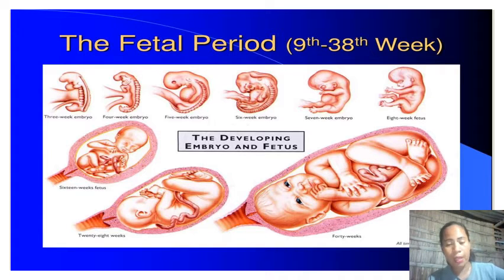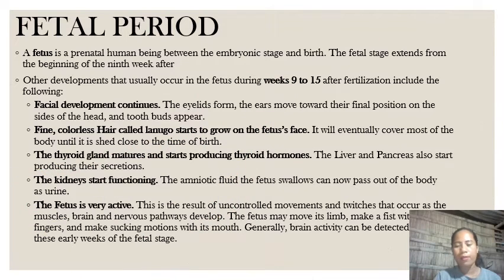This is the third stage of prenatal development, which is the fetal period, the 9th week to 38 weeks of the pregnancy. A fetus is a prenatal human being between the embryonic stage and birth. The fetal stage extends from the beginning of the 9th week after fertilization. Other developments that usually occur in the fetus during 9 to 15 weeks after fertilization include the following.